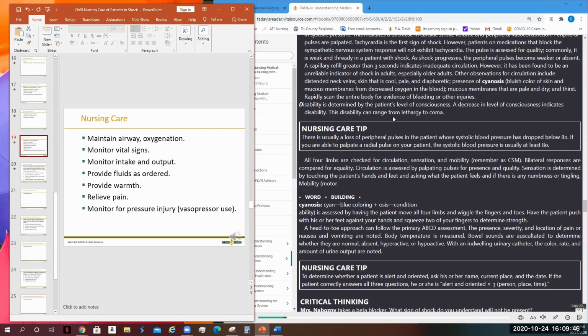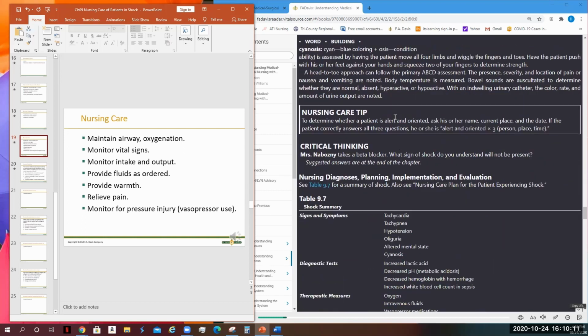Bilateral responses are compared for equality. Circulation is assessed by palpating pulses for presence and quality. Sensation is determined by touching the patient's hands and feet and asking what the patient feels and if there is any numbness or tingling.